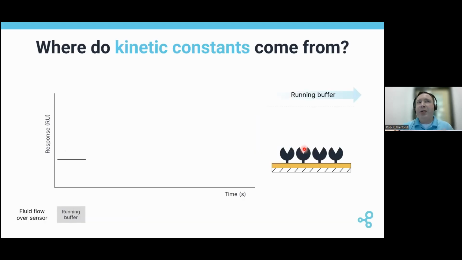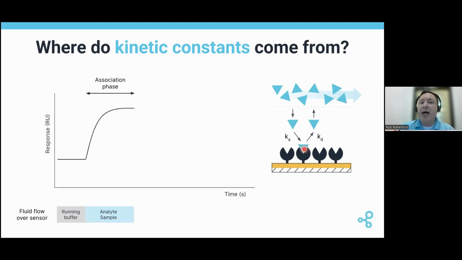So how do we get our kinetic constants from this kind of voodoo that we're doing on the sensor surface? The first thing is we're going to look at a figure as if we've already immobilized our ligand and we've now proceeded on to testing different concentrations of our analyte. So once our ligand is immobilized, running buffer is passed across the sensor until you inject the first concentration of your analyte.